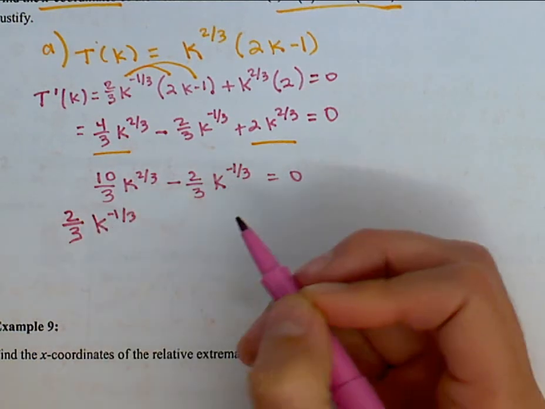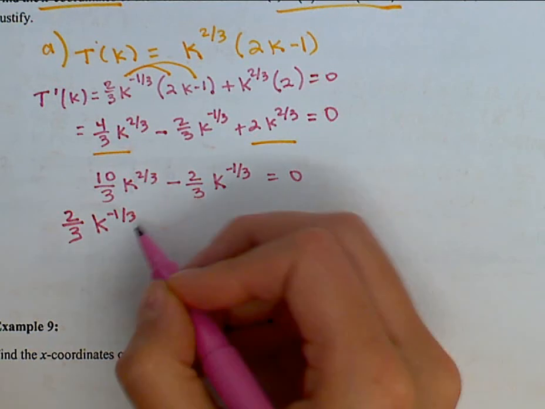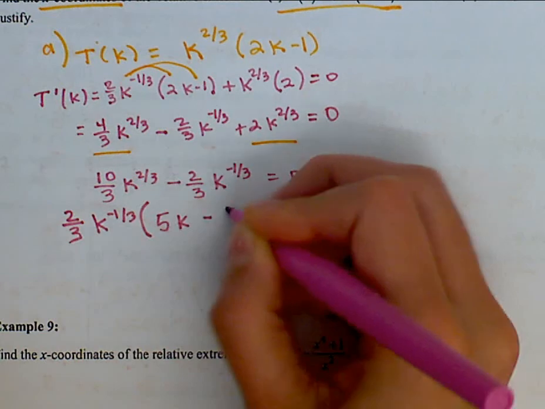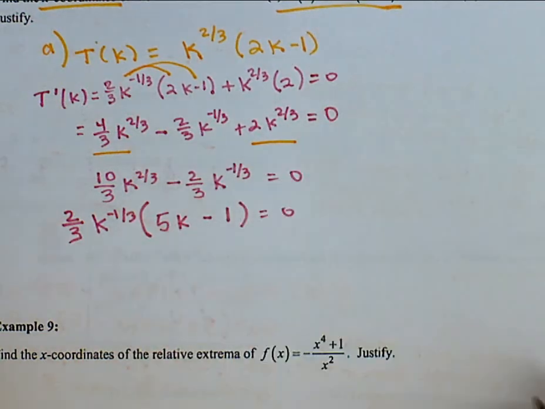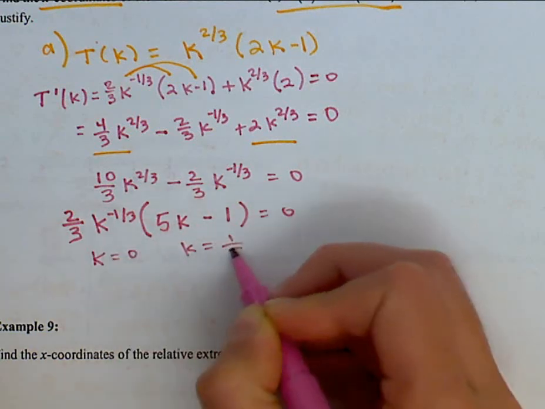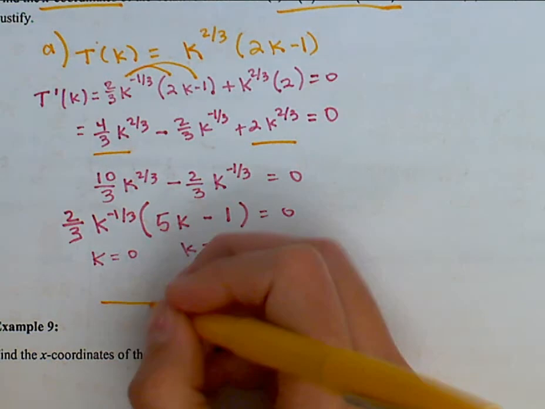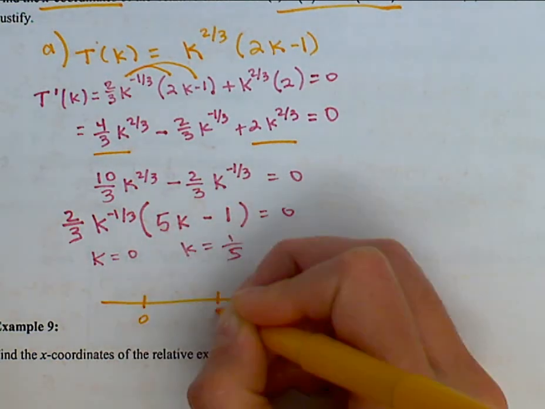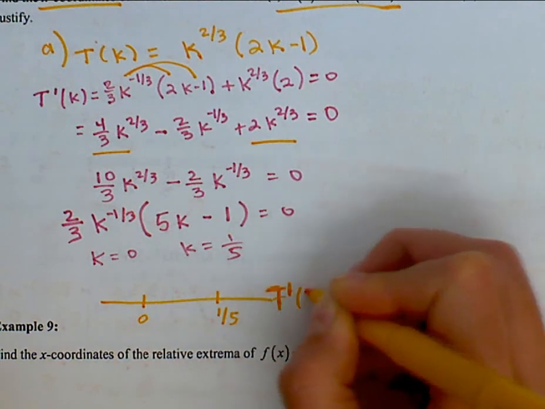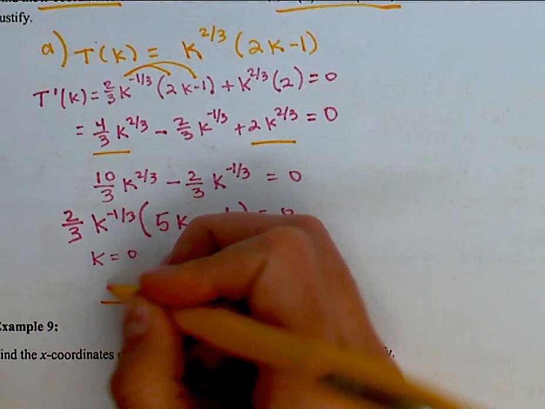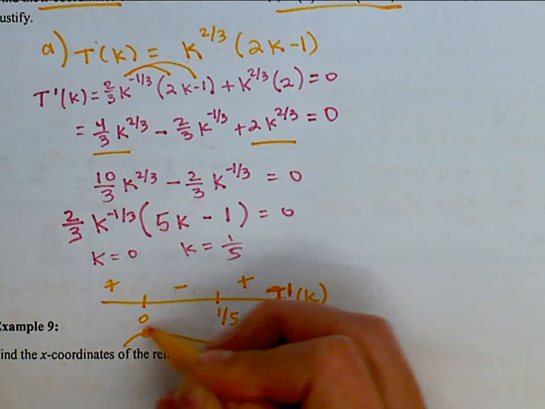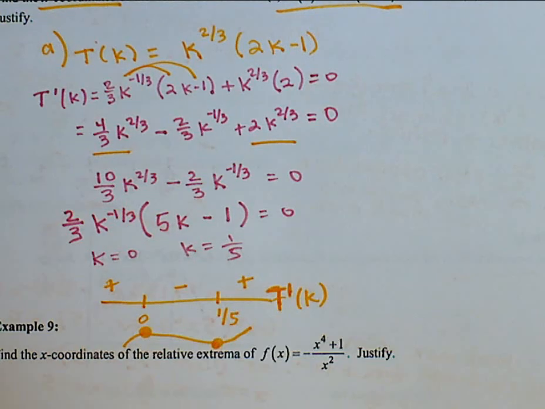Oh, the bell's gonna ring on me soon. So I factor that out and I have left 5k minus 1 equals 0. So we have the k values 0 and k equals 1/5. And we would use those values here. 0, 1/5. Plug in values in between into t prime of k, and you get positive, negative, positive. So here you have a max and here you have a min, which you could write out. Okay.